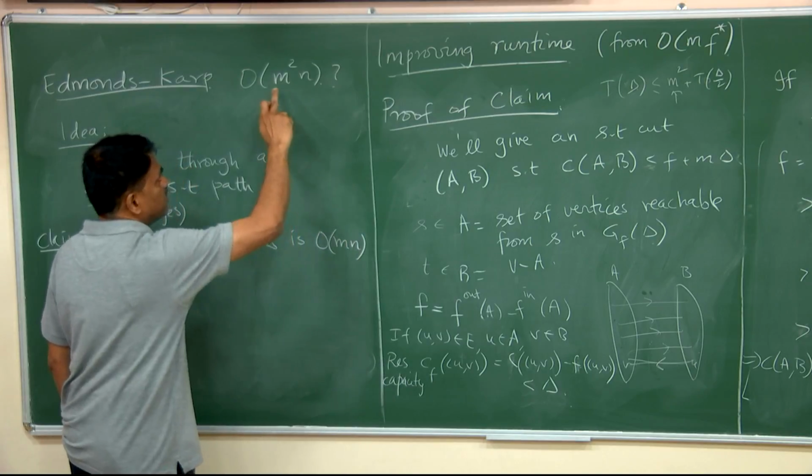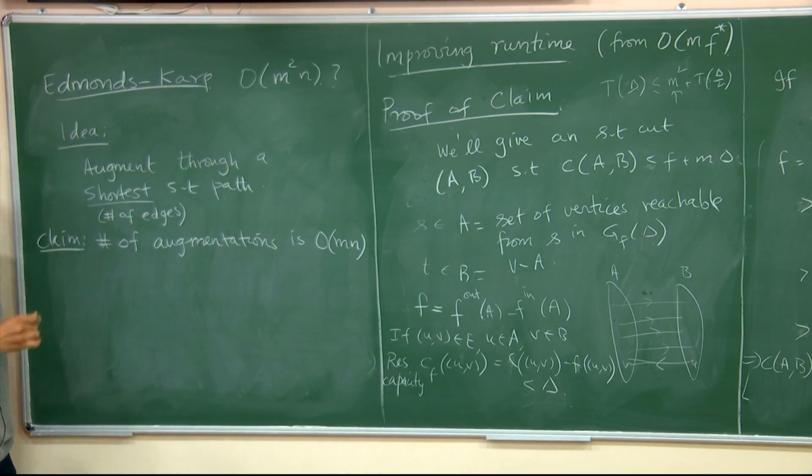and each augmentation takes m time. How do you find the shortest ST path? BFS, because it's unweighted. You would want to use Dijkstra if it were weighted, and it costs you more because you need to do some heaps and so on. But if you're talking about unweighted, then you just run BFS. BFS takes order m time, or m plus n. Since the number of augmentations is order mn, the overall running time is m squared n.